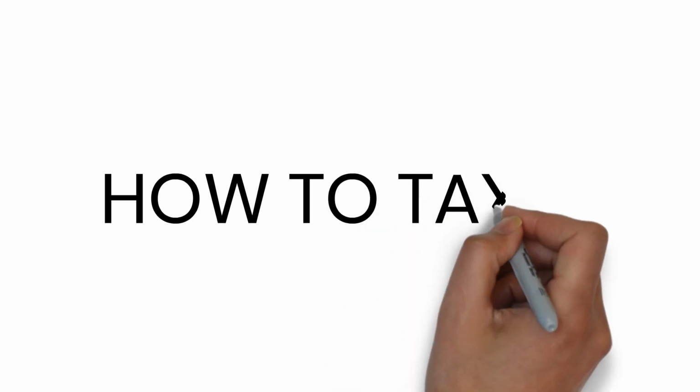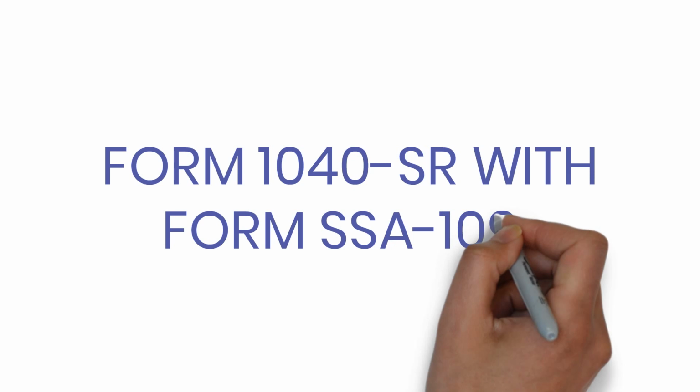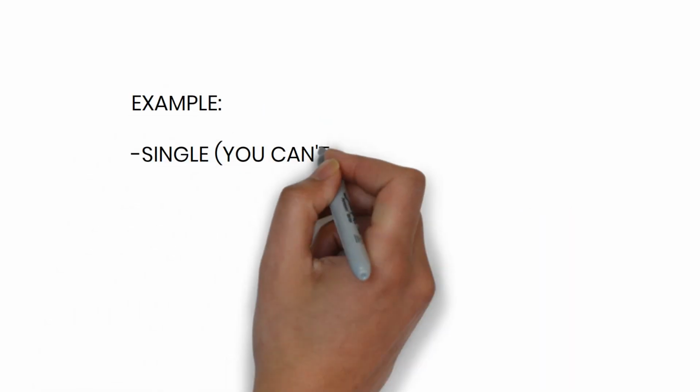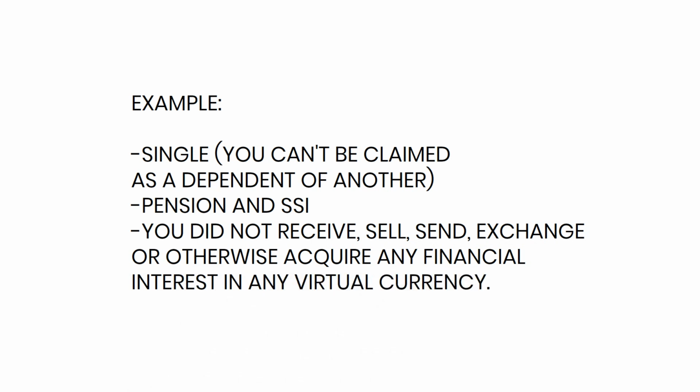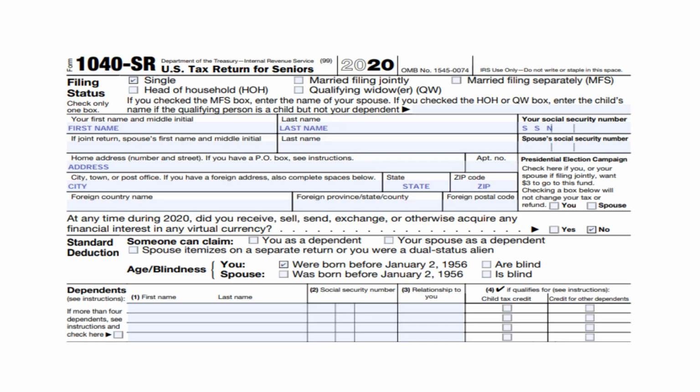I'm here to help you prepare your Form 1040 SR when you have Form SSA 1099 income. The scenario for this video is that you have pension and Social Security income and you are single. Form 1040 SR was new in 2019. There is no tax benefit for using the form. It mirrors Form 1040 and you use the same instructions as Form 1040. To use the form, you must be born before January 2nd, 1956.